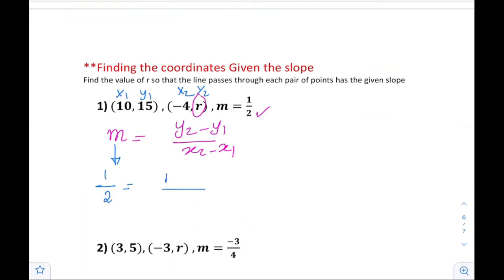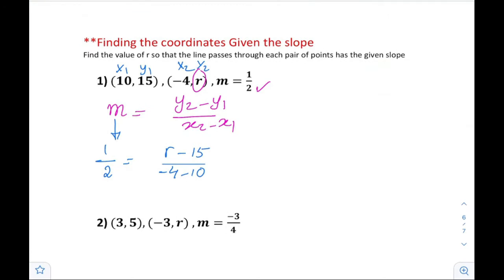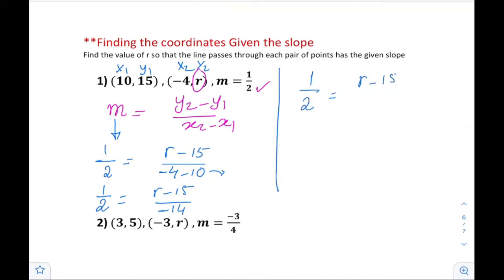y2 minus y1, I will replace it with r minus y1, which is 15. x2 minus x1 is minus 4 minus 10. I will try to simplify as much as I can. So 1 over 2 equals r minus 15 over minus 14. This is minus 14. Now, what will happen? I have 1 over 2 equals r minus 15 over minus 14. A proportion. Going back to the lesson of proportion, we will cross multiply.